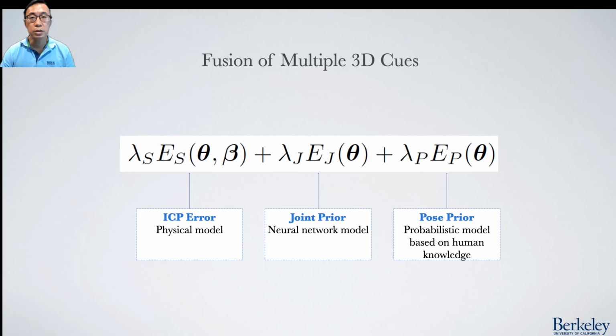The real-time avatar tracking is achieved by using fast solvers to minimize the following joint models. First, we minimize the standard ICP error between the measured point cloud and the physical model. Second, we minimize the body joint prior. This is done by running a neural network model. Finally, we also minimize a pose prior, which is a learned probabilistic model based on human pose knowledge, namely which body pose configuration has high probability and which configuration has low probability.